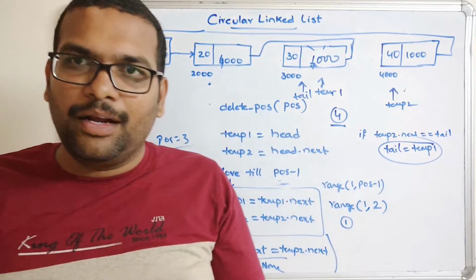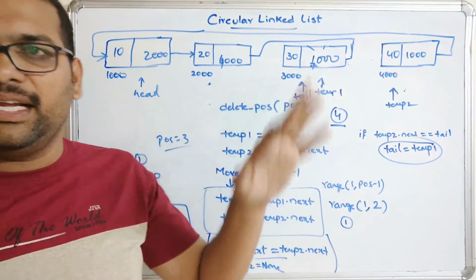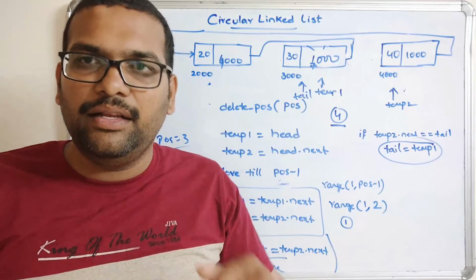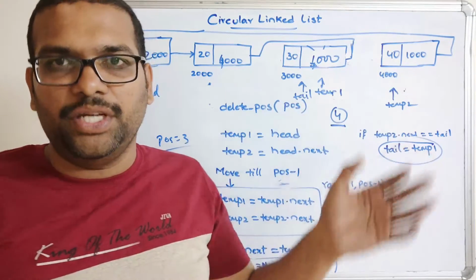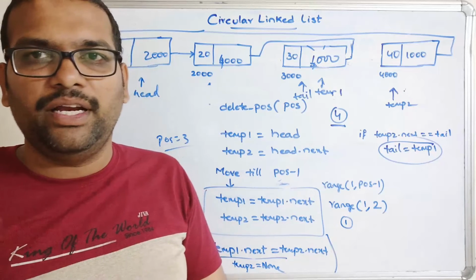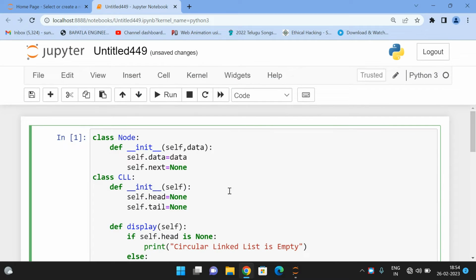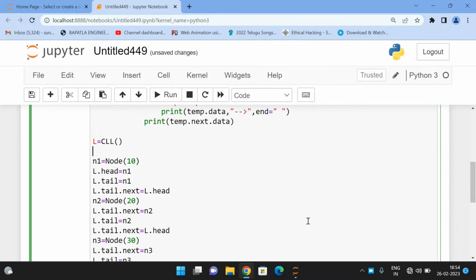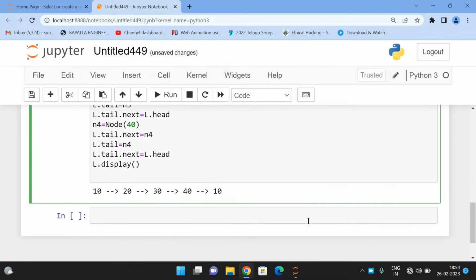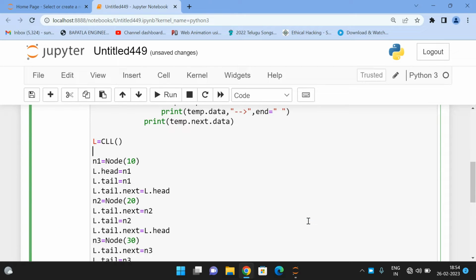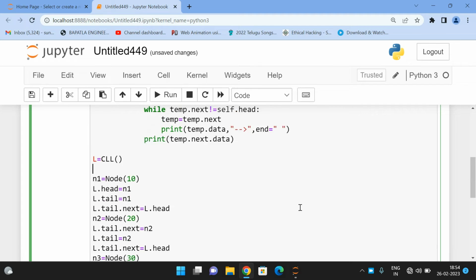Now let's move on to the interpreter and execute these three cases: deletion at the ending, deletion at the beginning and deletion at a specific position. Hello friends. Just now we have seen the theoretical part of how to delete a node from a circular linked list, that is from the beginning, at the end, or from a specific position. Now we'll write the code and I will implement the same thing for the three categories: deletion from the beginning, ending and position.